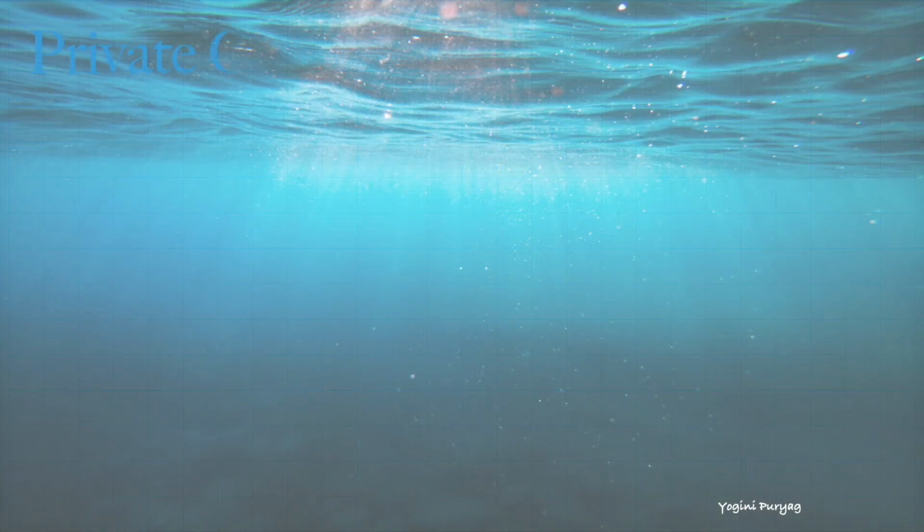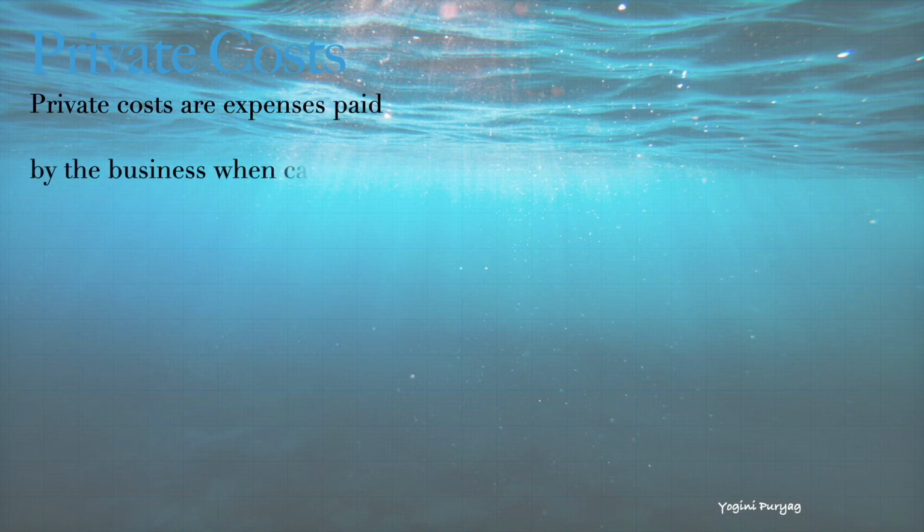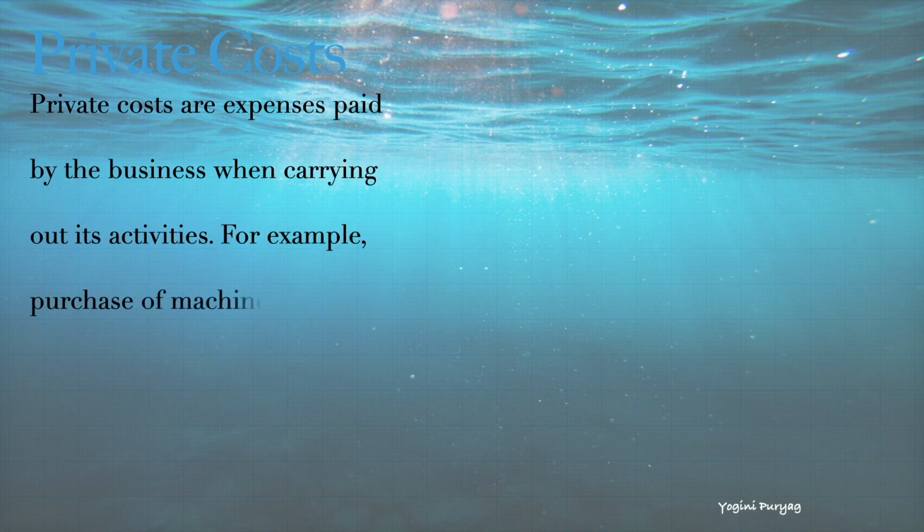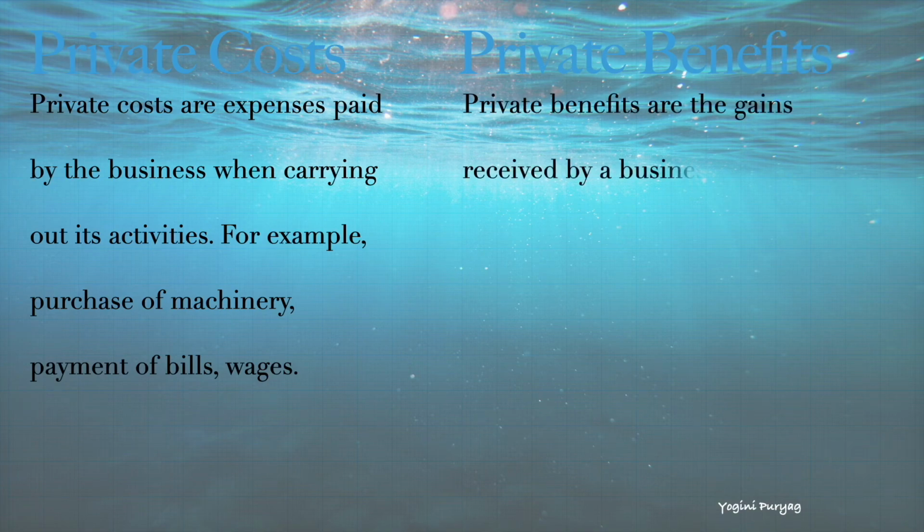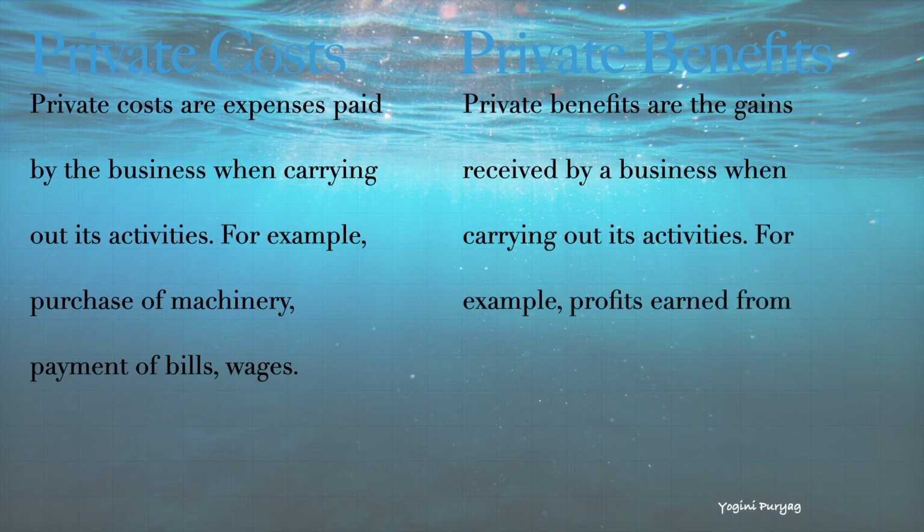Private costs. Private costs are expenses paid by the business when carrying out its activities. For example, purchase of machinery, payment of bills, wages. Private benefits. Private benefits are the gains received by a business when carrying out its activities. For example, profits earned from the sales of goods and services.